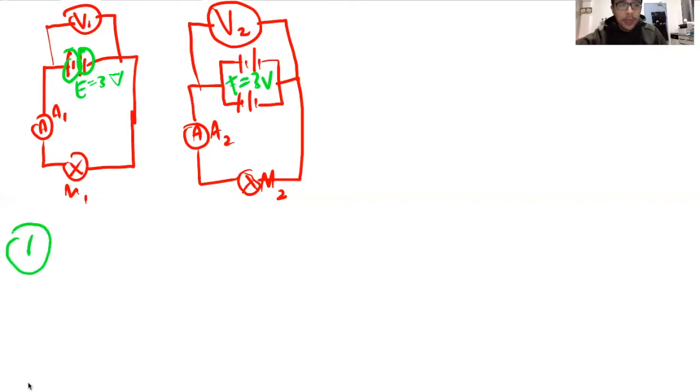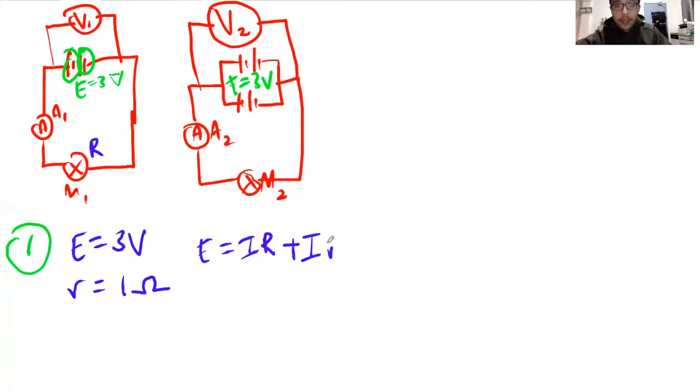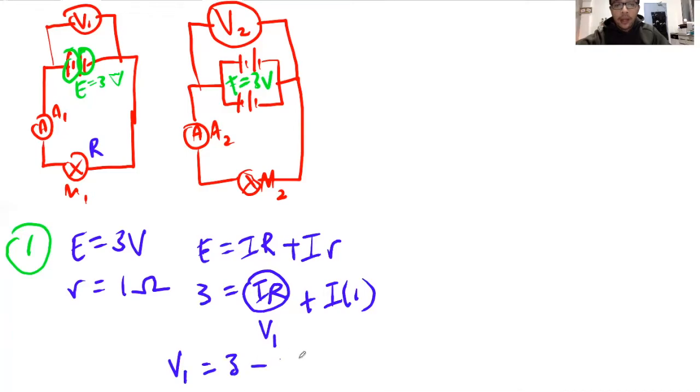In diagram 1, so we know that the EMF is 3 volts. The internal resistance is 1 ohm. And we do not know the resistance of this resistor. I'm just going to call this resistance the big R. Since we don't know the current, we probably have to use the formula E equals IR plus Ir. I know that my E is 3. This IR actually represents V1, plus I times 1, because in diagram 1, the internal resistance, when you total it together, will be 1 ohm. Therefore, I can say that V1 is equal to 3 minus 1I.